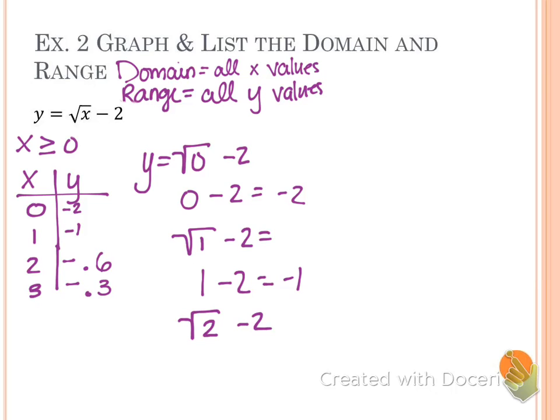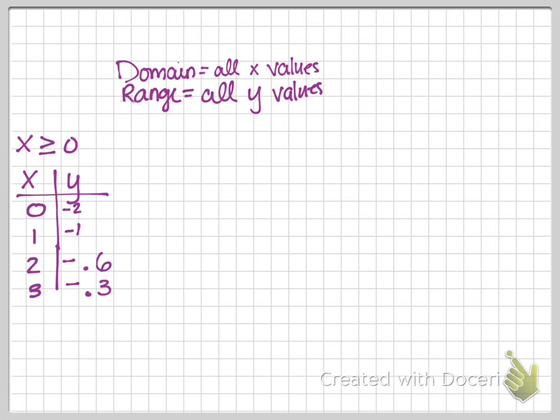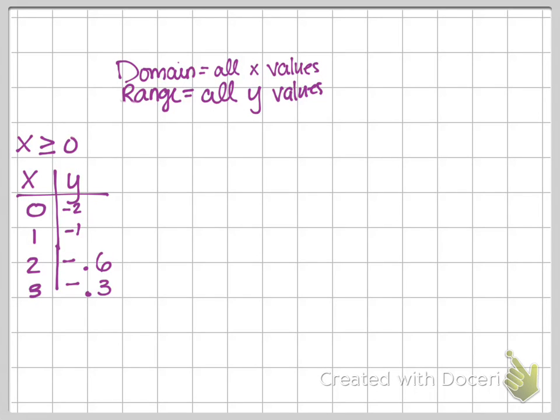So now what I need to do is I need to actually graph this. So this is where you're going to get out your graph paper, and I'm going to graph it. All right, the first point that I'm going to plot is 0, negative 2. So I go to 0 on the x-axis and negative 2 on the y. Then I'm going to go over to 1, down to negative 1. Then I'm going to go over to 2, down to negative 0.6.